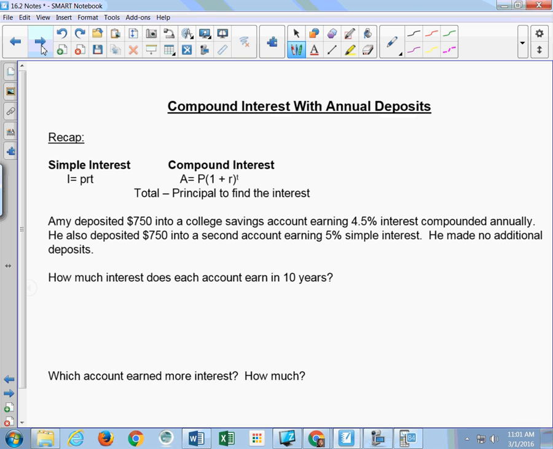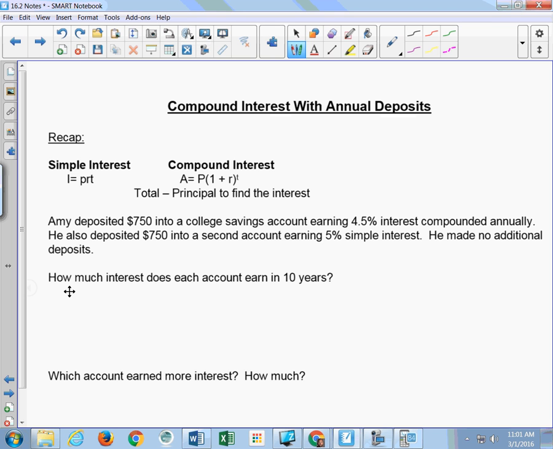That first problem is another comparing problem. We're going to do simple interest and compound interest. It says Amy deposits $750 into a college savings account, earning 4.5% interest compounded annually. She also deposits $750 into a same account, earning 5% simple interest. She made no additional deposits. How much interest does each account earn in 10 years? So we need to find out how much interest for each problem.